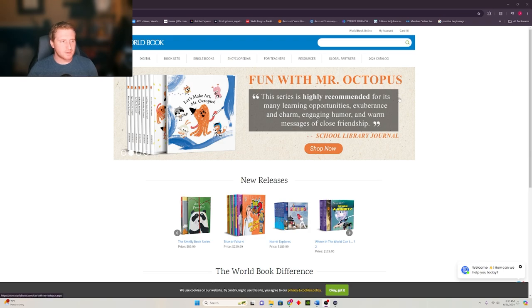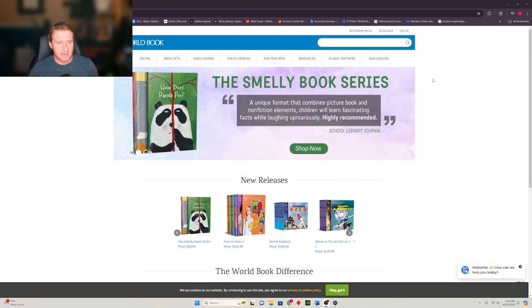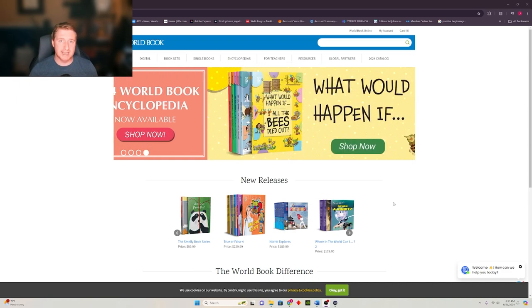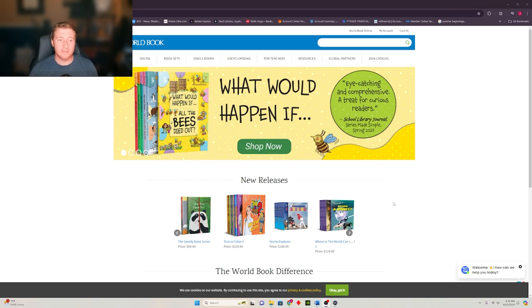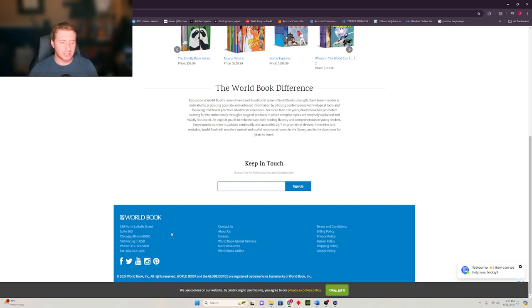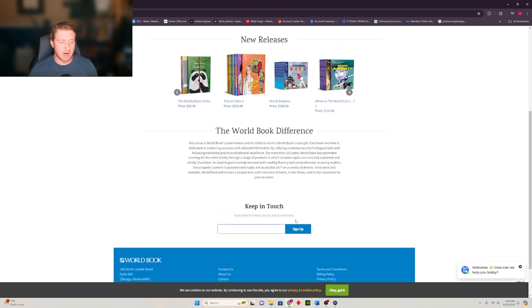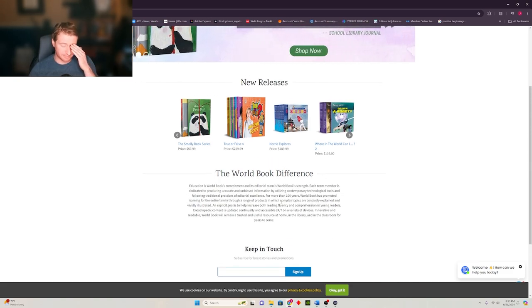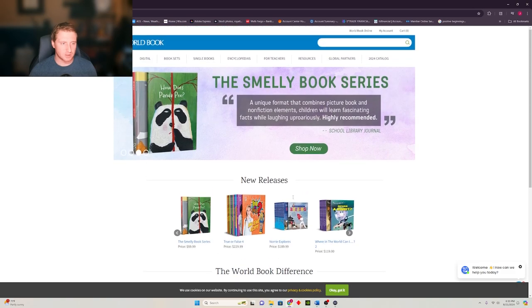Alright, so when you go into World Book Encyclopedia, this is essentially what the interface is going to look like. It's a very simplistic, straightforward look, and as you can see, it's notably very child-friendly. So right off the bat, I'd say this would be more suited to elementary school or middle school students. There are some features down here, including some basic information. You could sign up for World Book, and then the World Book difference gives a good description of what to expect if you utilize the World Book interface.